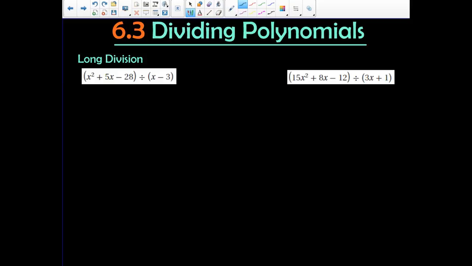So now we're going to transition into long division of polynomials. You just saw how you remember how to long divide just numbers. Now we're going to long divide polynomials.